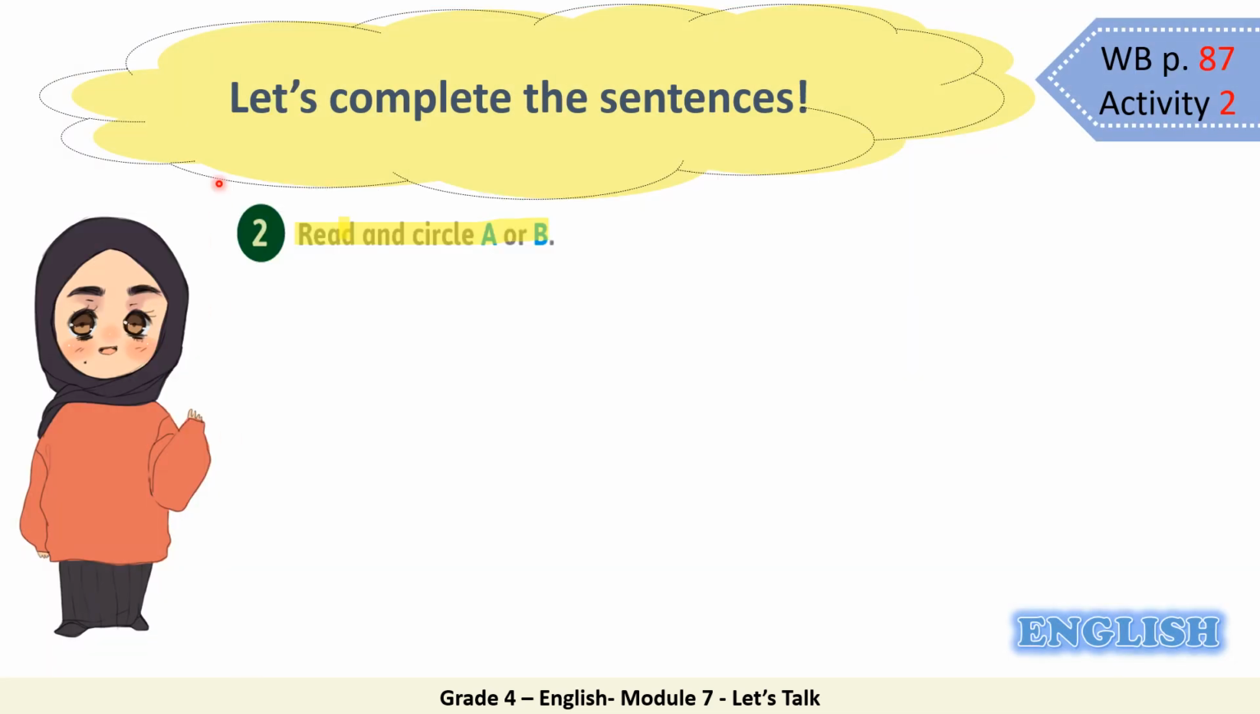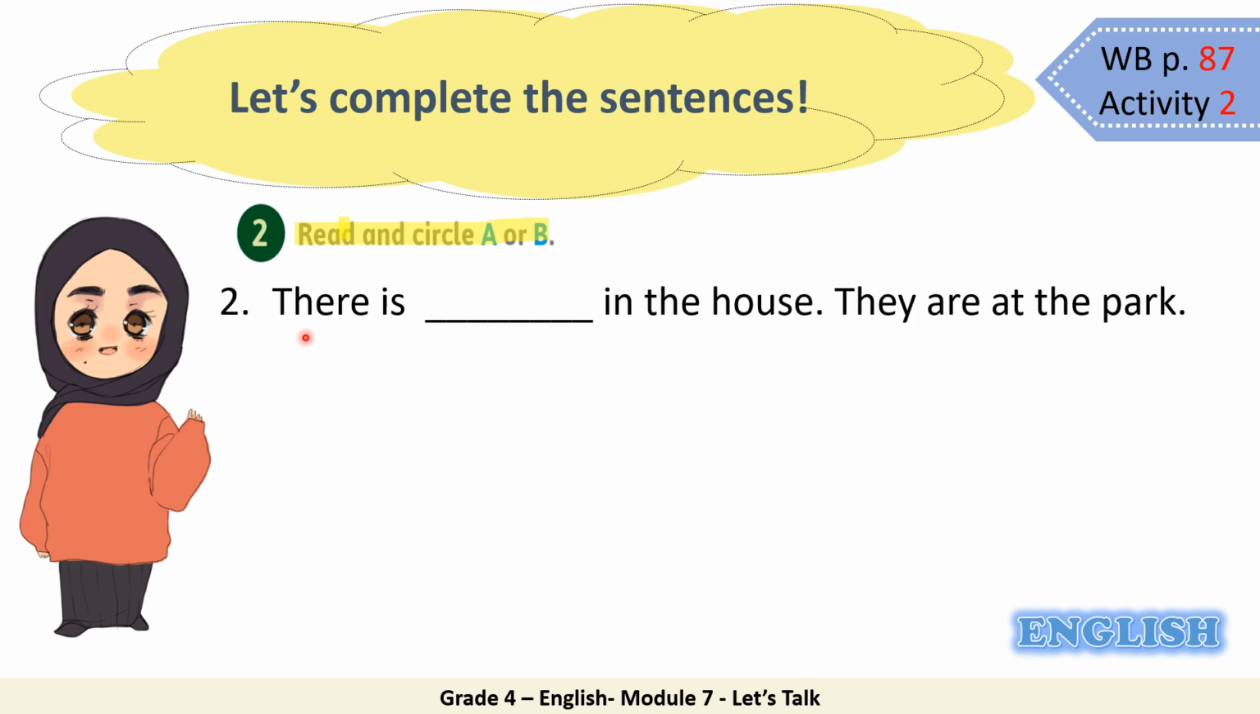Welcome back, everybody. Let's continue. Sentence number 2. There is blank in the house. They are at the park. What do you think the answer is? No one or anyone? I have is. The verb is in the affirmative form, so my answer is no one. Good job. Let's go on and find out the answer of sentence number 3.